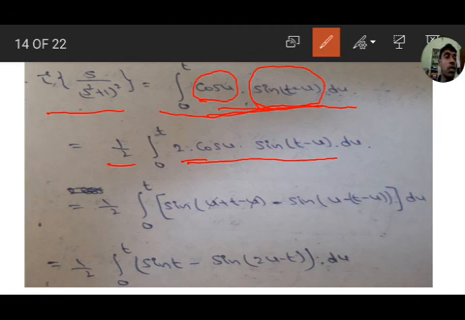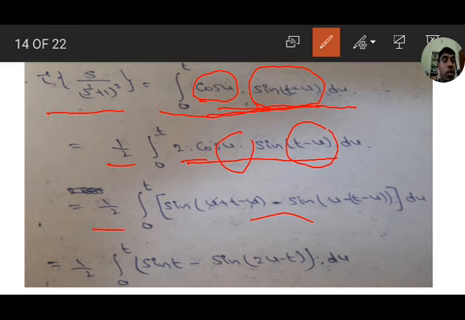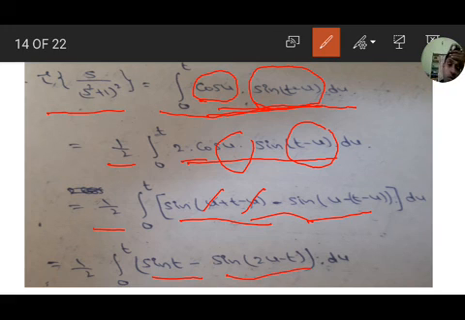So 2 cos a sin b equals sin of a plus b minus sin of a minus b. A equals u, b equals t minus u. So 1 by 2 into integration 0 to t of sin of u plus t minus u minus sin of u minus of t minus u. Simplification, we get u cancel, that is sin t. Here multiply with minus, u minus t plus u, 2u minus t, so sin of 2u minus t. That is 1 by 2 integration 0 to t of sin t minus sin of 2u minus t du.